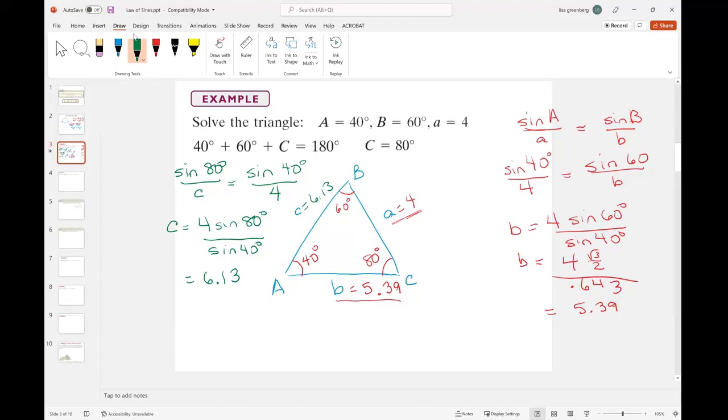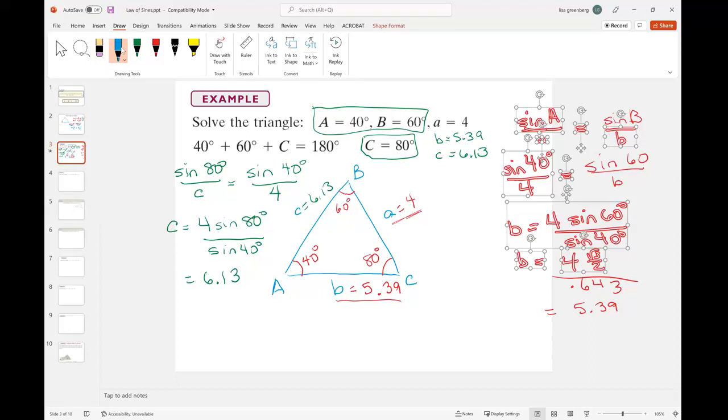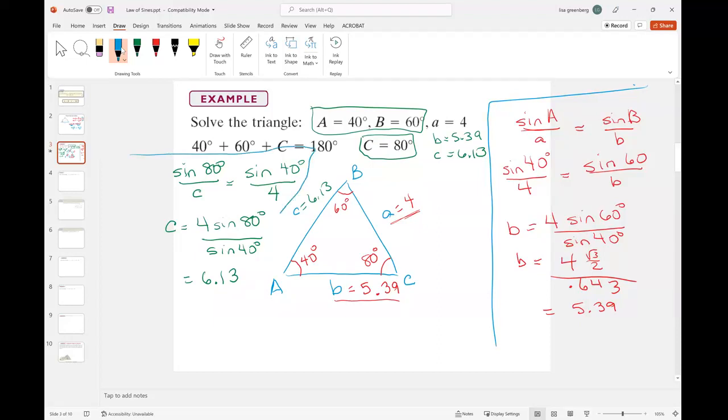So I've actually solved this triangle. I know A, B, and C. So I know all my angles, and now I know all my sides. And that's really all there is to the very basic law of sines. So if you're given 2 angles, you always can get the third angle. And once you have all 3 angles, it's very simple to just solve for these other variables.